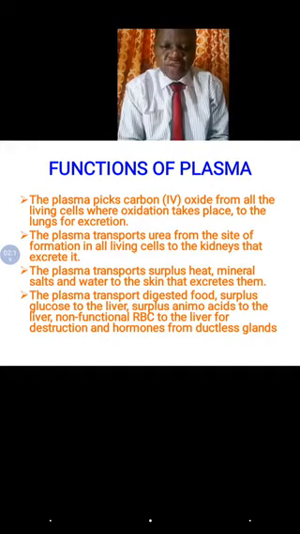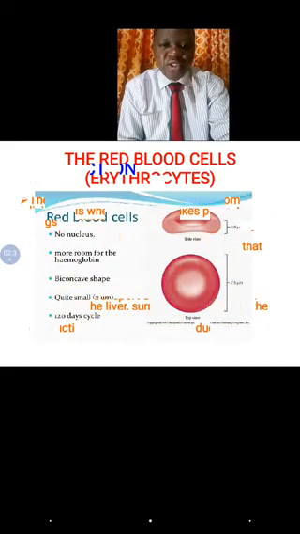Non-functional red blood cells are also moved to the liver by the plasma for destruction. And then hormones are taken from the ductless glands where they are produced to points in the body where they are needed. Those are the functions of plasma.